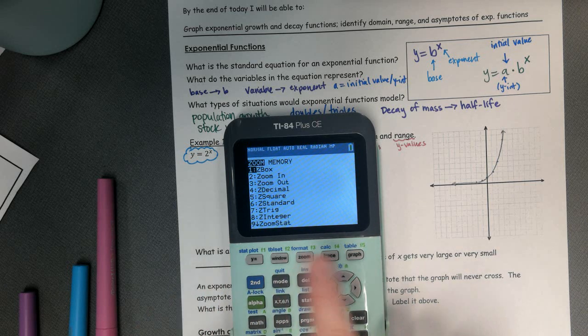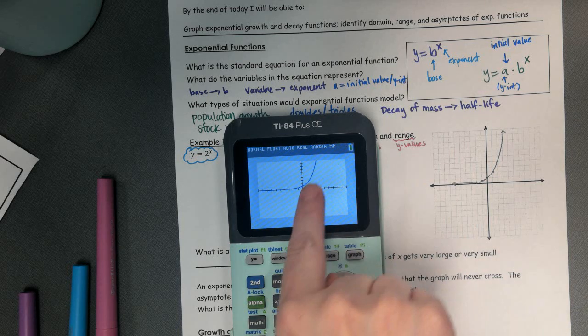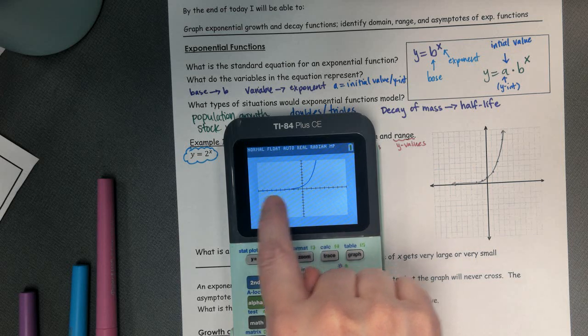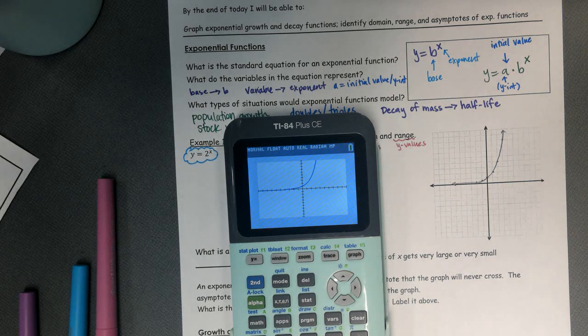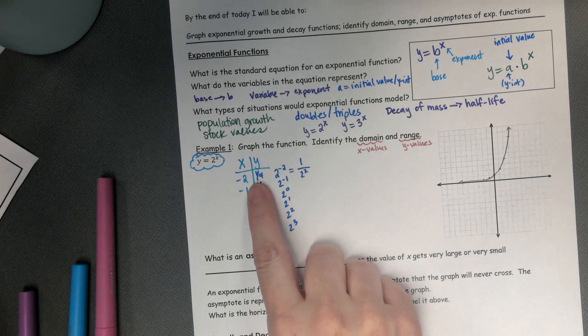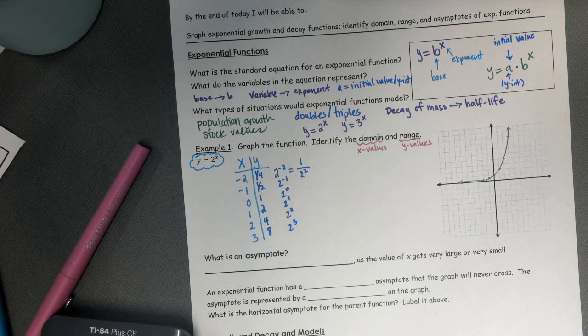I'm just going to set my standard window. Okay, now if you have one of the newer flat calculators, you can see this blue line keeps going and going. With some of the larger calculators, the pixels just can't get small enough, so it looks like it stops, but it doesn't stop because you can keep plugging in negative numbers, right? If you have the negative 3, this would be 1/8, and they would keep getting smaller and smaller and smaller.